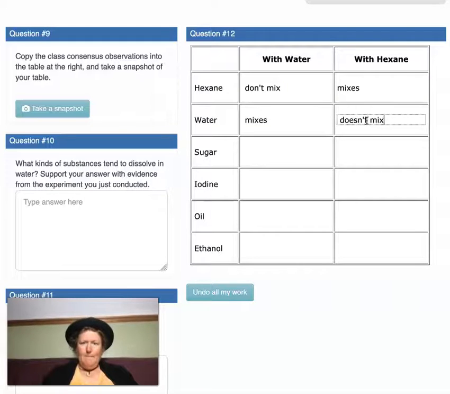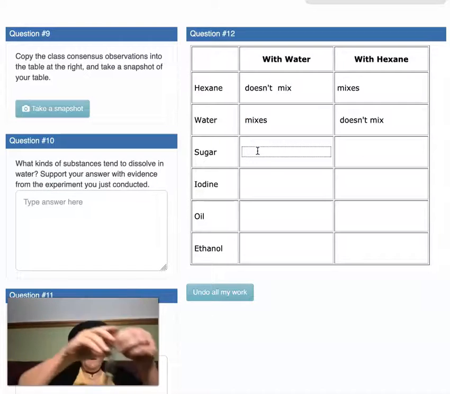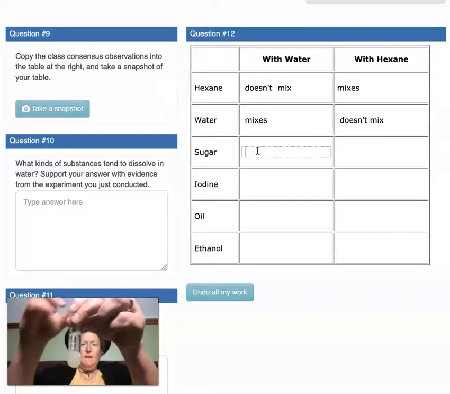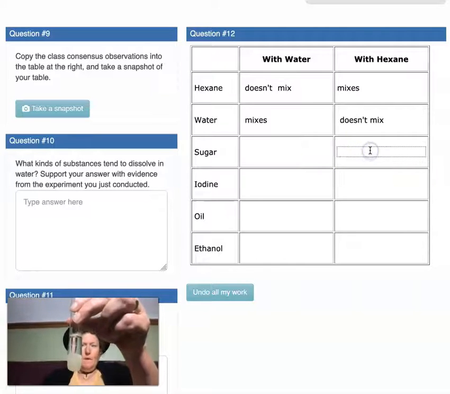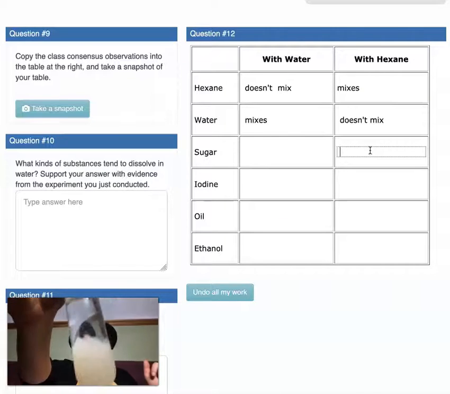Doesn't mix. I'll fix my grammar here. Doesn't mix. Okay, sugar. This is sugar with hexane. So remember, hexane's clear. This is the sugar in the bottom, this white substance.